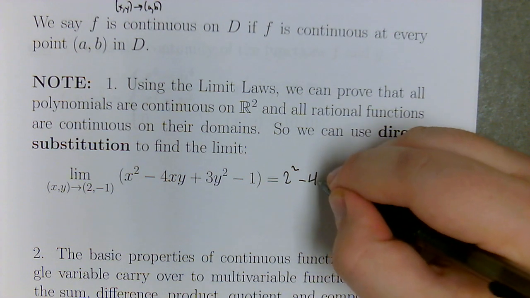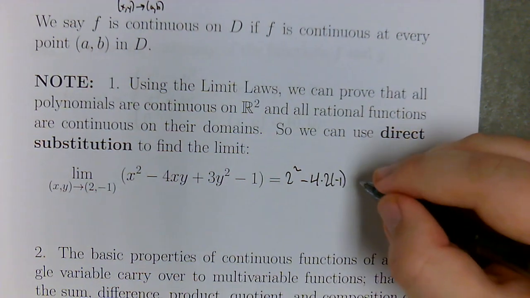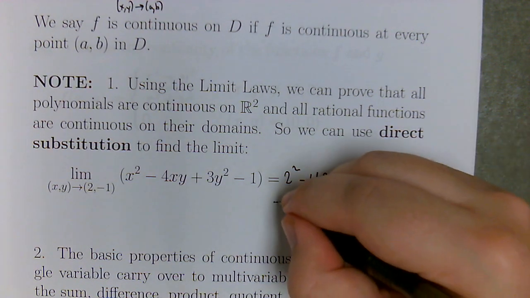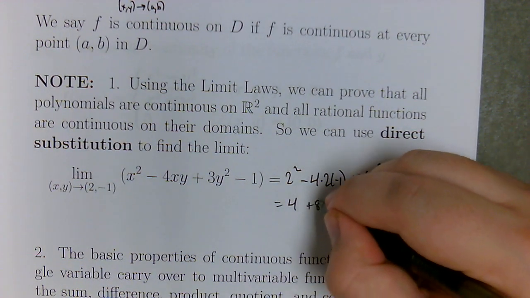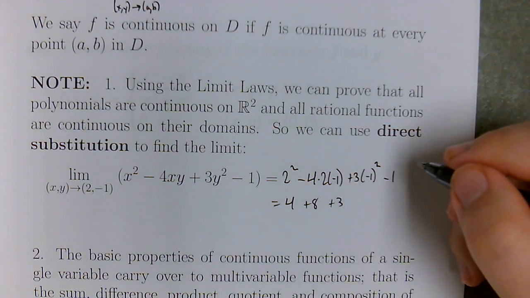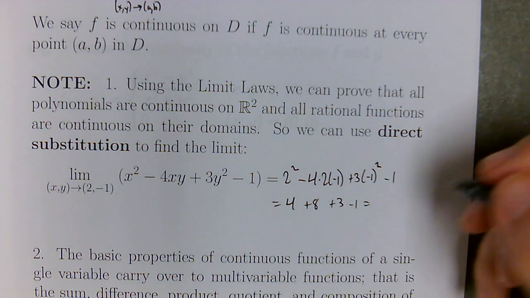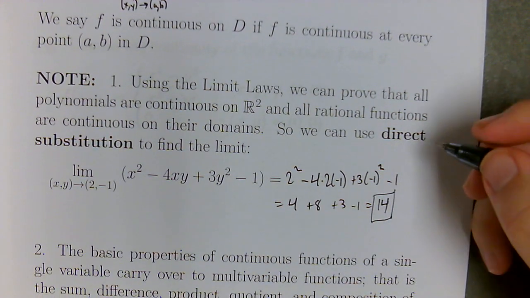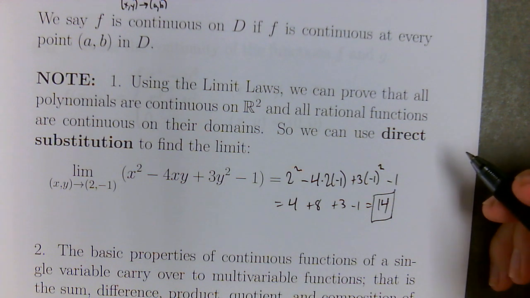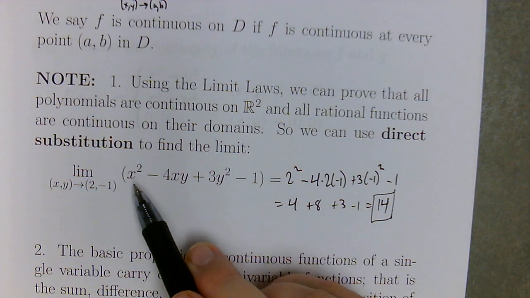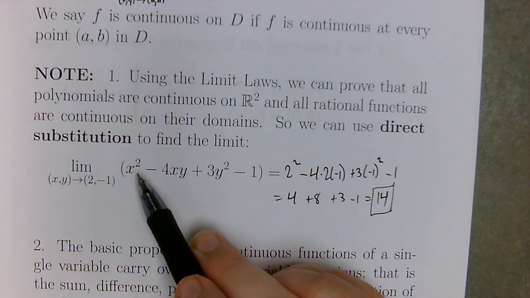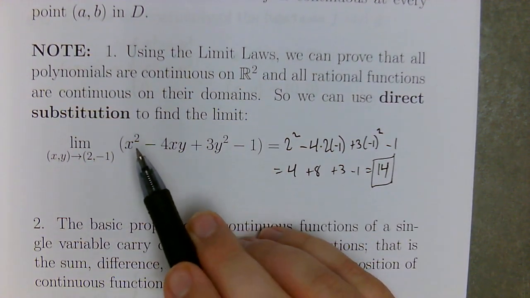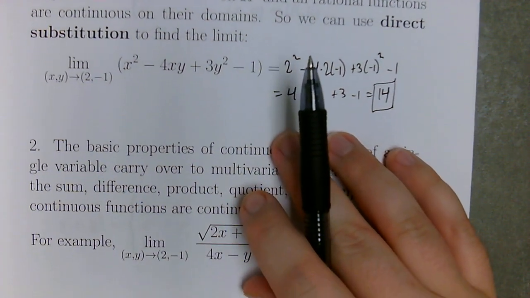So I have 2 squared minus 4 times 2. I have a negative 1 there. 3 times negative 1 squared minus 1. So I have 4 plus 8 plus 3 minus 1. Let's see, that's going to give me 14. So this limit's equal to 14, and I didn't even need to check a bunch of different paths because I know that if I approach x squared, that's going to be a continuous function. So it's going to do exactly what you would expect. The limit does exactly what the function would do at that point.